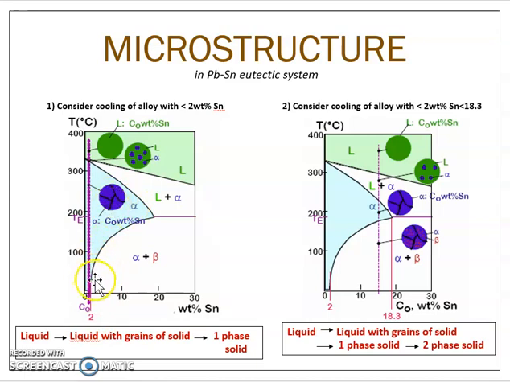And here, it does not touch anything at this region, so nothing happened. So what happened if you cool down at 18.3%? So you go to 18.3, so this is the point. So you make a line.